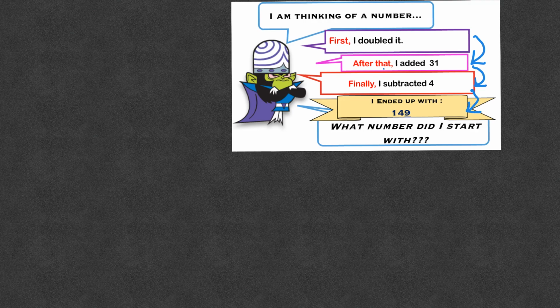So let's rewrite it as an equation. First, we had the mystery number. Then we've doubled it. After that, we added 31. Then we subtracted 4. And we've ended up with 149.